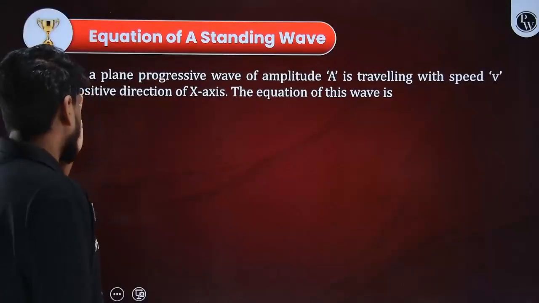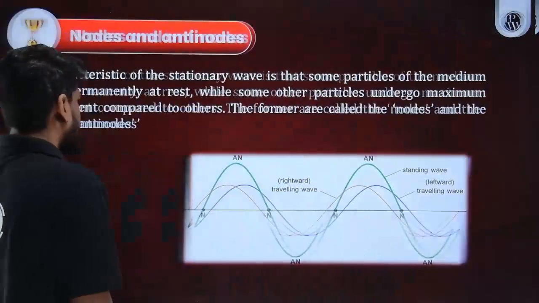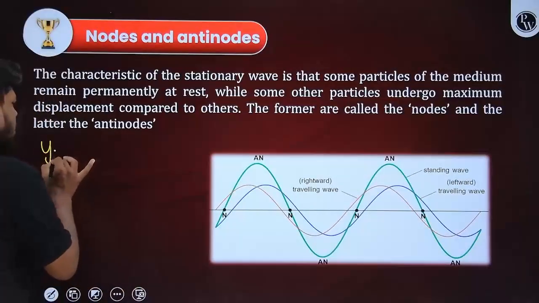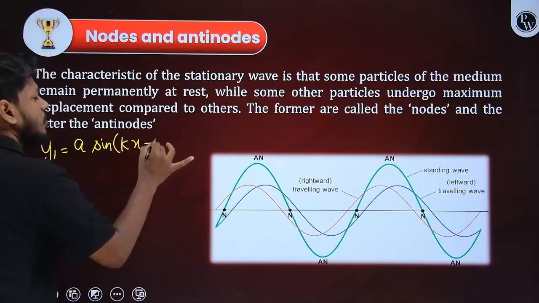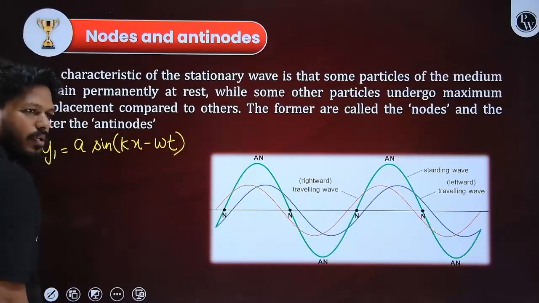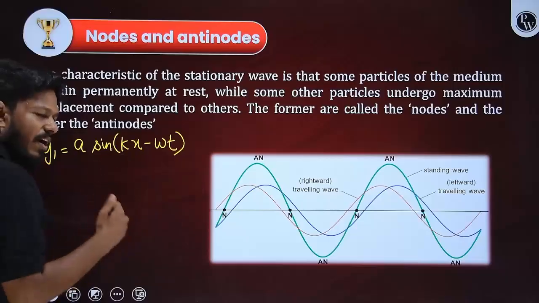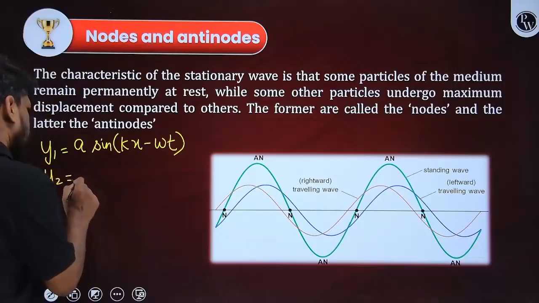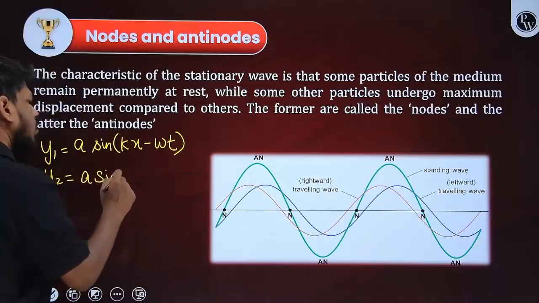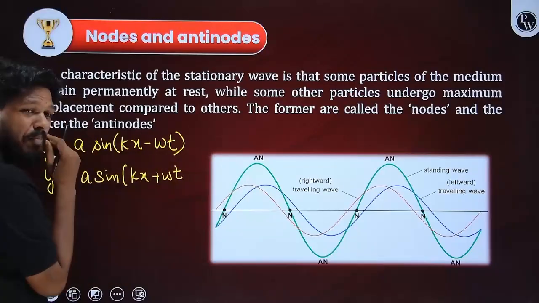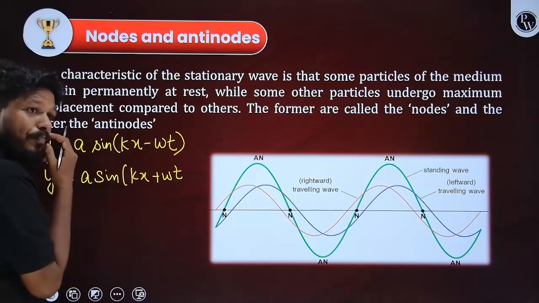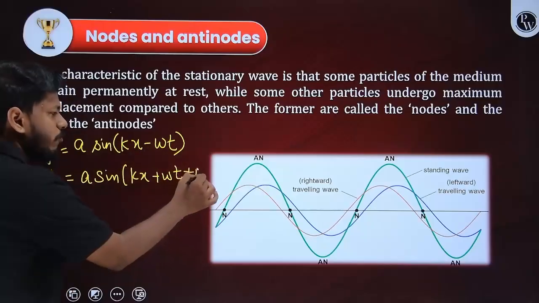let me have a wave. y1 is equal to a sine of kx minus omega t. Okay, and if I have another wave, plus omega t, why plus? Because it should come in opposite direction. Okay, if the ends are closed, we are going to have plus pi.